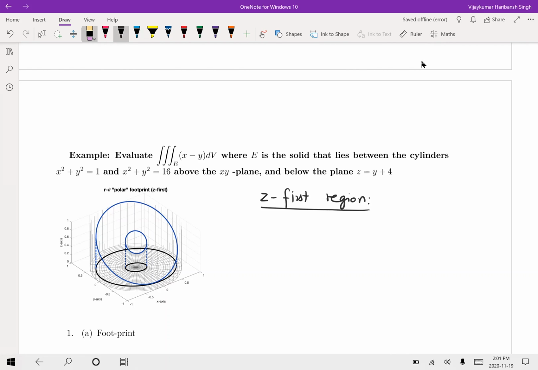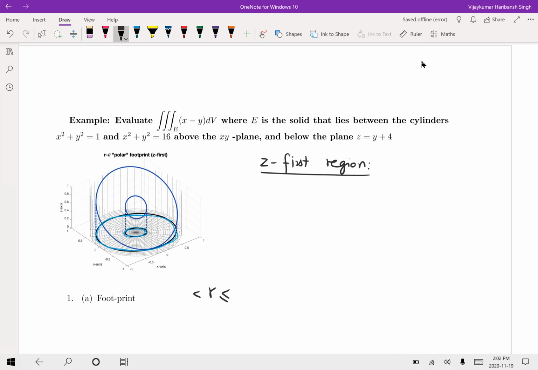outside this small circle, but inside this big circle. So such an object is called an annulus. So what is the 2D footprint of this? The 2D footprint is R goes from 1 to 4.